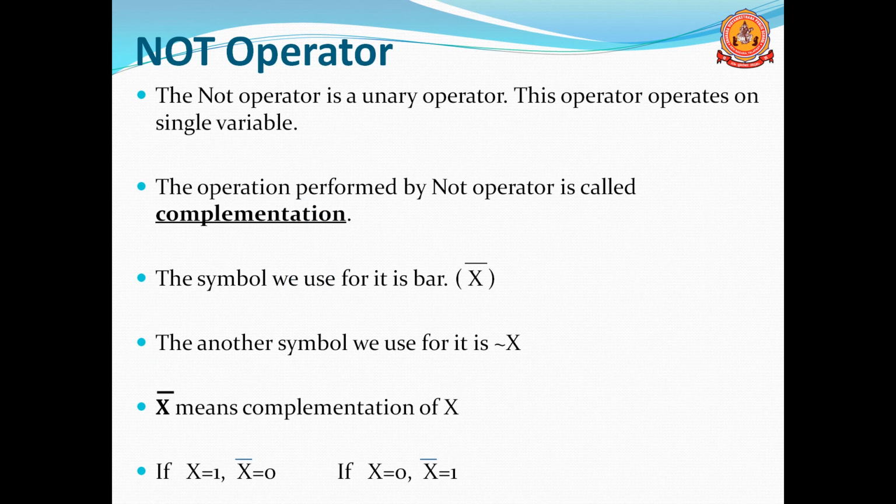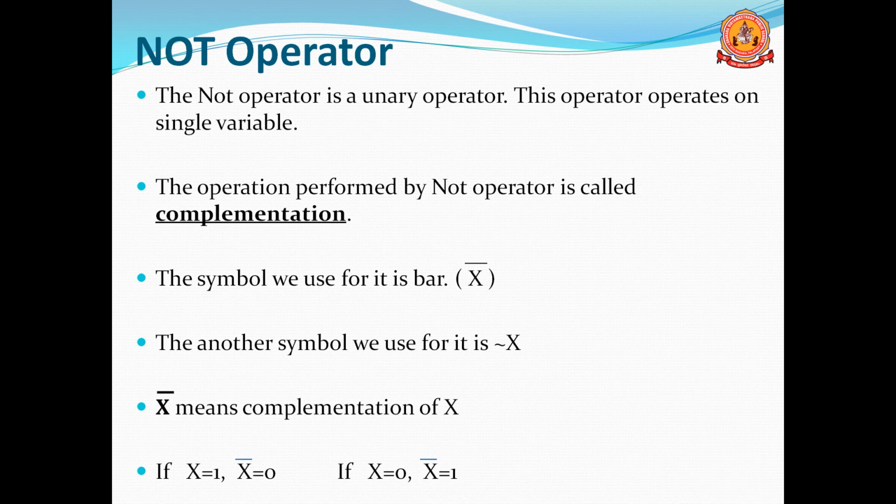The not operator is a unary operator. It operates on a single variable, because the not operator performs on a single variable. That's why it is a unary operator. The operation performed by the not operator is called complementation.